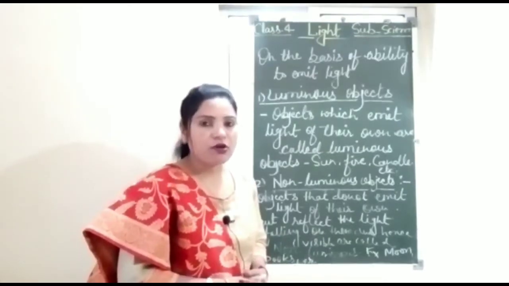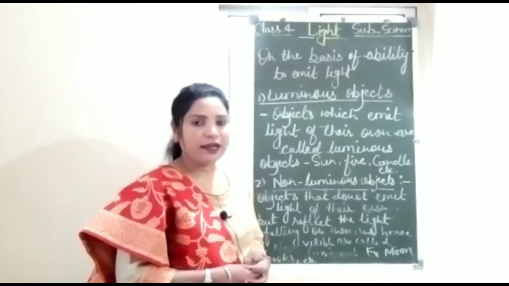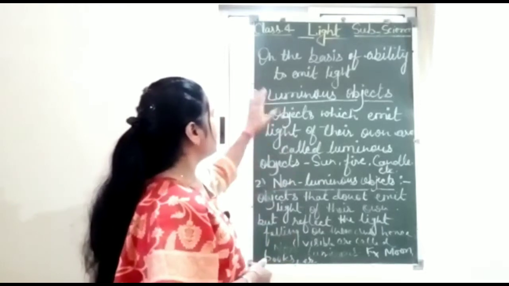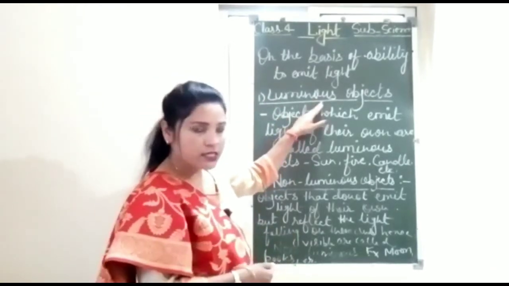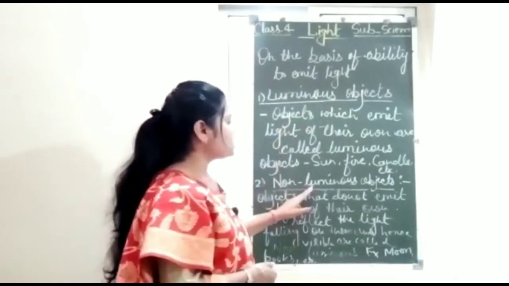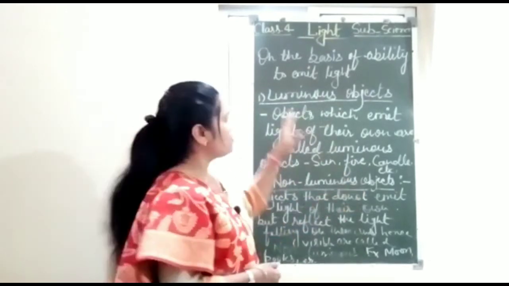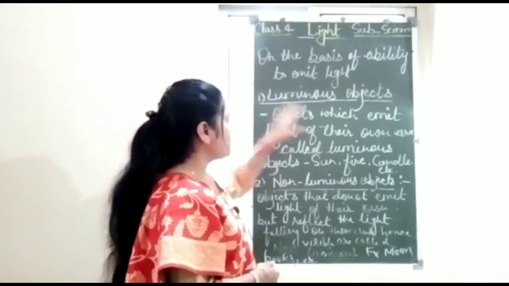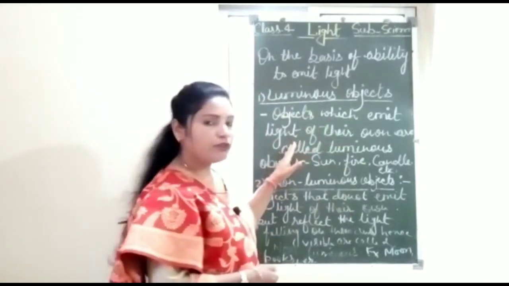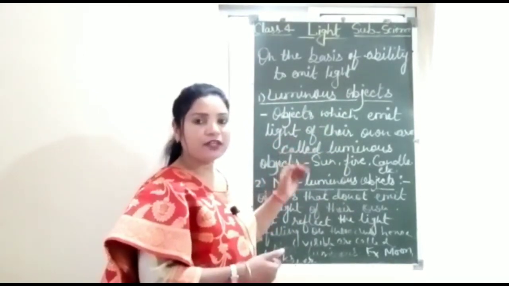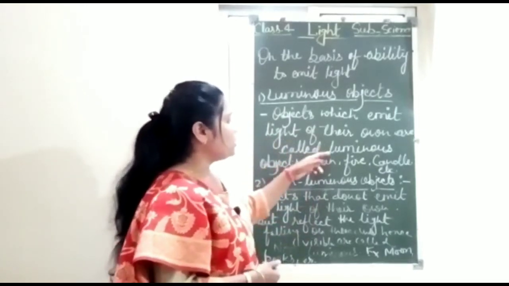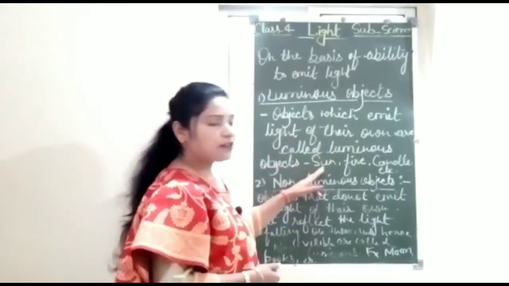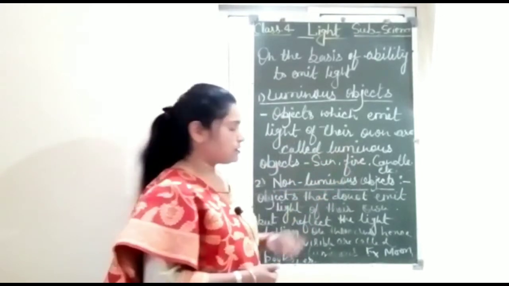Now on the basis of ability to emit light, objects are divided into two types. The first one is luminous objects and the second is non-luminous objects. Luminous objects are the objects which emit light of their own, means they have their own light. So these types of objects are called luminous objects, like sun, fire, candles.